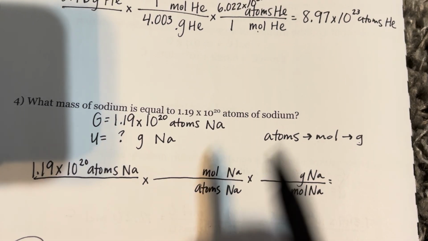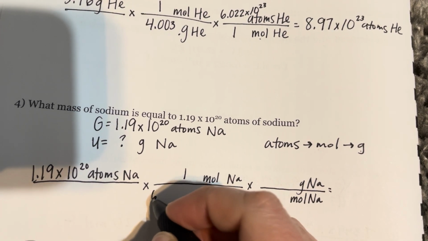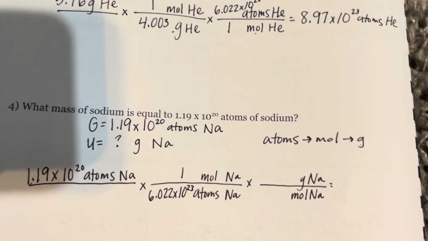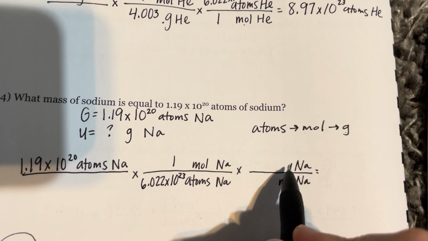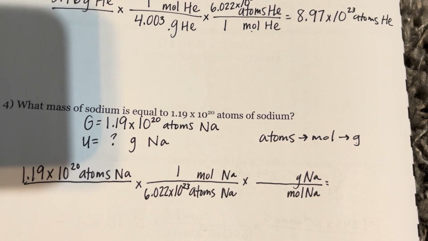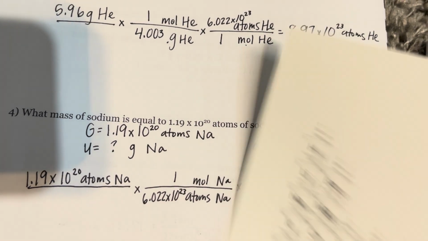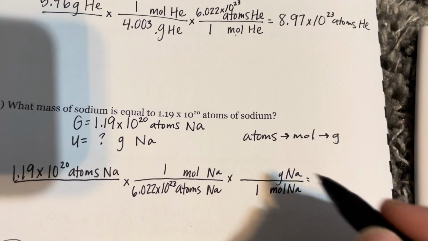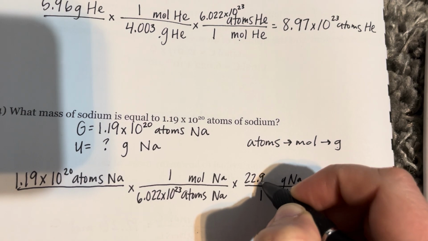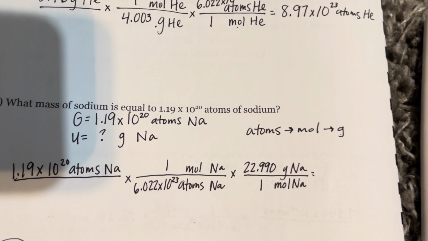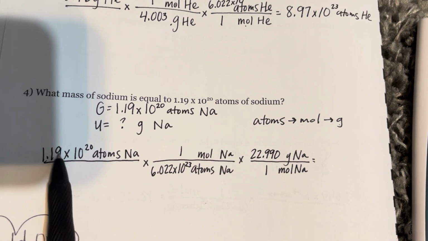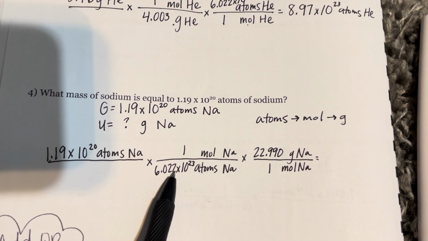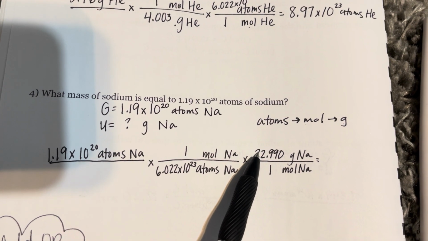Okay, moles and atoms, that equivalent statement is 1 mole equals Avogadro's number for atoms, 6.022 times 10 to the 23rd. Grams of sodium and moles of sodium. 1 mole of sodium is equal to 22.990 grams of sodium. Okay, then you just got to plug it in. Start with your given. Divide if it's on the bottom. Multiply if it's on the top.